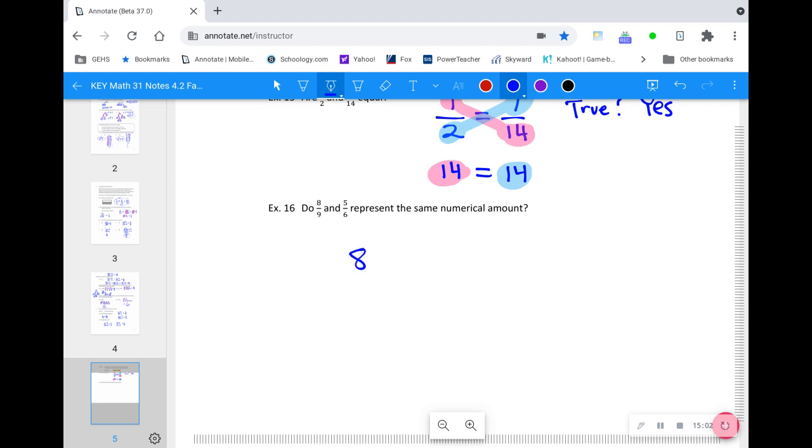So is 8/9, here's another example, equal to 5/6? Well, in the downhill direction, you get 48. In the uphill direction, you get a different value, 45. And since those aren't equal, the original fractions are not equal.